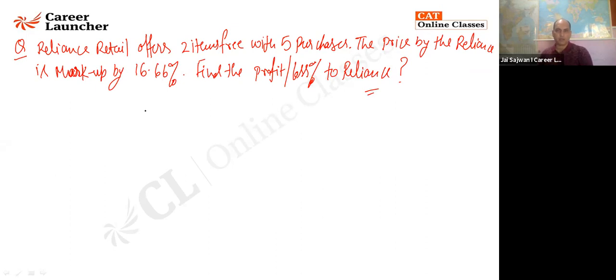There are 2 things which are given here. Again, say 2 items are free with every 5 purchases. So we are talking about a person who is going to buy 5 items. Of course, if you buy 5 items, 2 of them are given free with that. But Reliance has already marked up the price by 16.66%. So the price at which Reliance Retail is buying the item, it is going to increase the price of that by 16.66%. But of course, on purchase of 5, 2 of them are given free to the customer. So what is the profit or loss percentage to Reliance Retail? I hope the question is clear to all of you now.